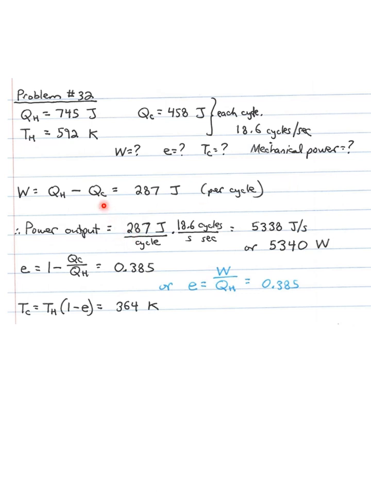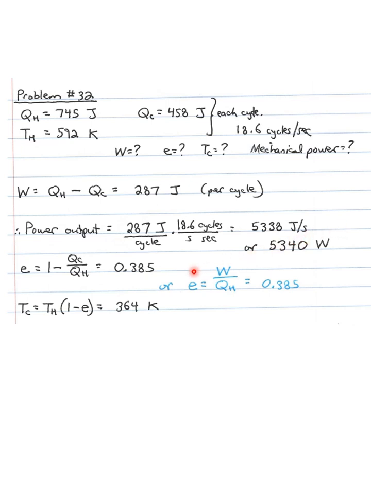The power output, well, now that we know we're getting 287 joules per cycle, but power is joules per second. So let's convert that. We have joules per cycle, and we know it's 18.6 cycles per second. And so the cycles will divide out those units, and we're left with joules per second. So we get 5338 joules per second, but I'll round that to 5340 watts.